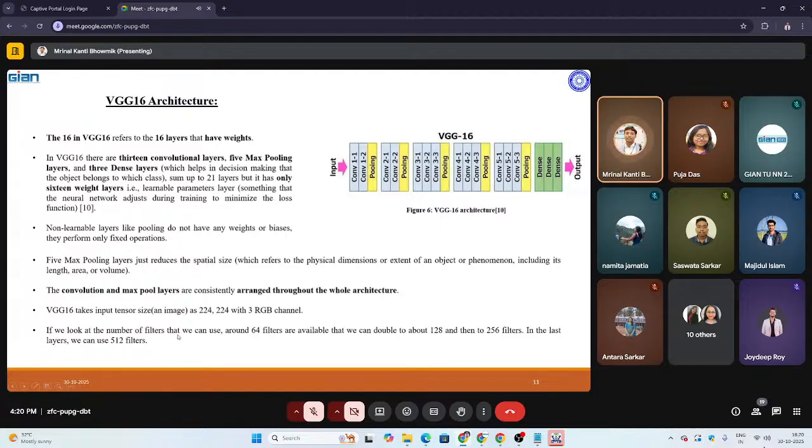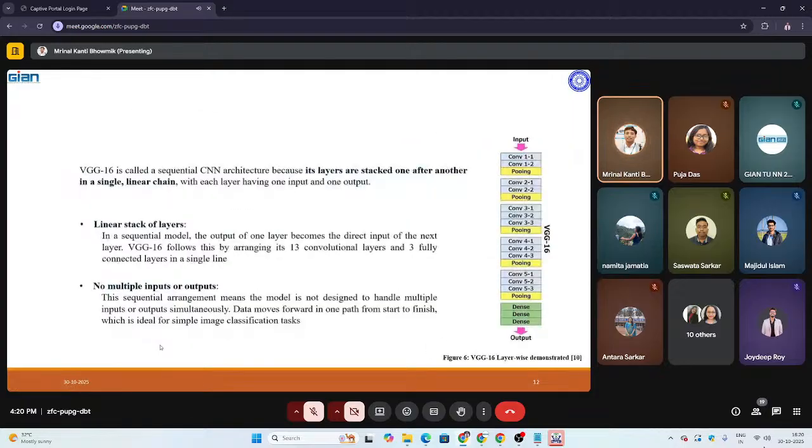If we look at the number of filters that we can use, around 64 filters are available that we can double up to 128 and then 256. So why do we double the filters? So that when the image size reduces, to specifically capture the texture, shape, and region of interest, we generally increase the number of filters so it gives better output. In the last layers, we can use 512 filters. So, proceeding to the next slide.